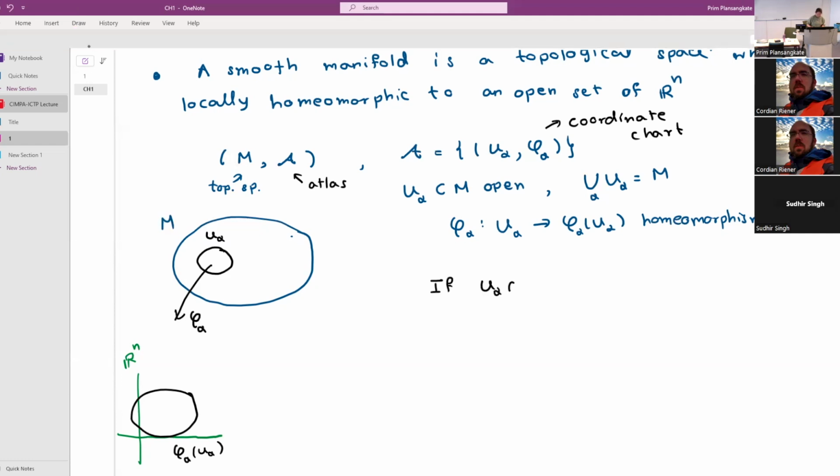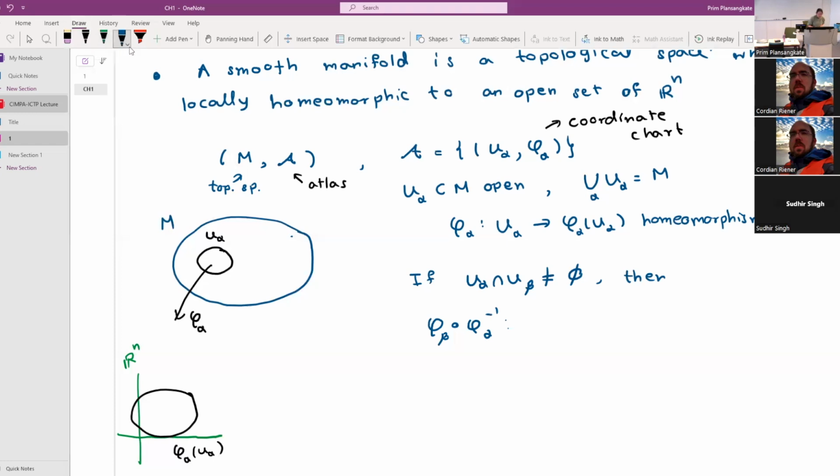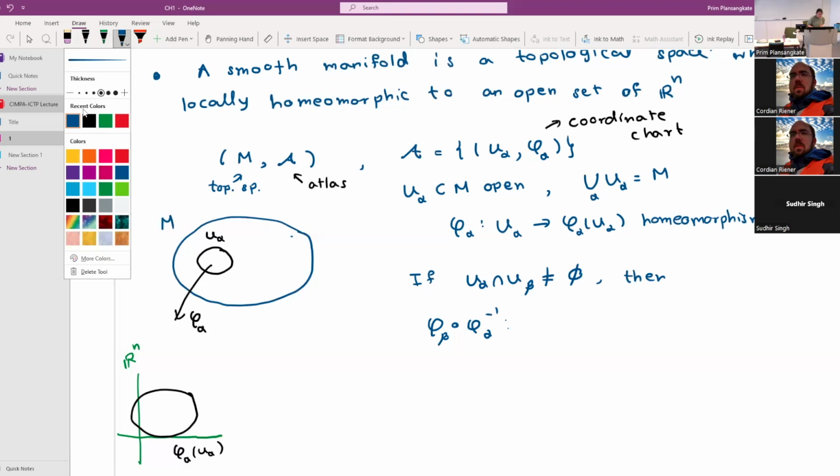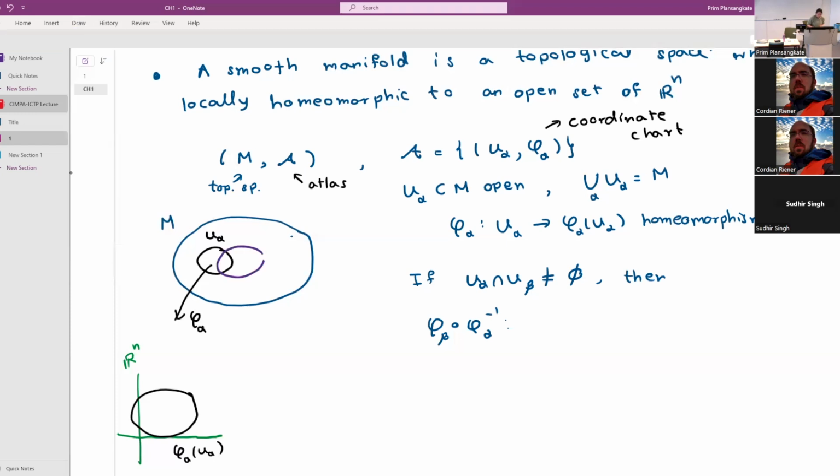say U alpha and U beta, if U alpha intersect U beta is not an empty set, so there is some non-empty overlap, then you would require, and this is part of the definition of a smooth manifold, that this map, which maybe I should draw first before I write it down. Suppose you have another coordinate neighborhood U beta here that overlaps with U alpha.